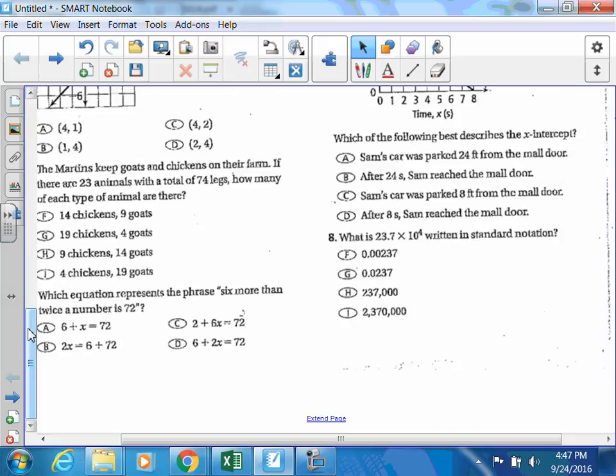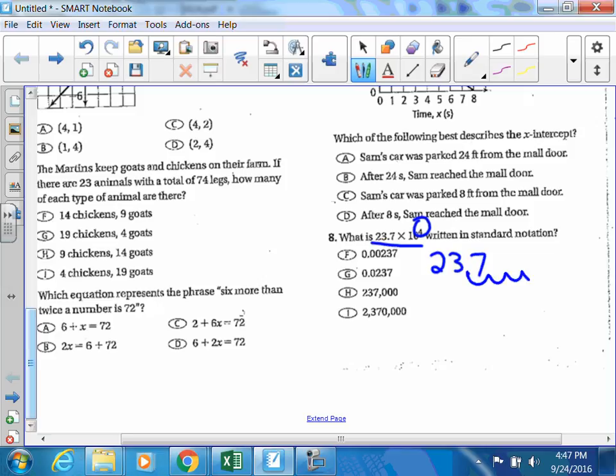And then 8, how do you write 23.7 times 10 to the 4th power in standard notation? Right now it's in scientific notation. Standard notation, well, if we multiply 23.7 by a power of 10, 10 to the 4th power, 23.7 is going to get bigger. The exponent of 4 tells you how many times you're going to move your decimal. So we're going to move it once, twice, 3 times, 4 times. Fill in zeros. That's your answer, H.